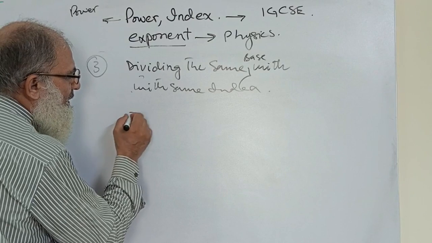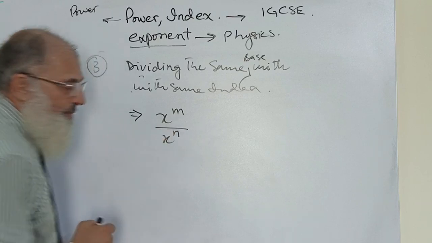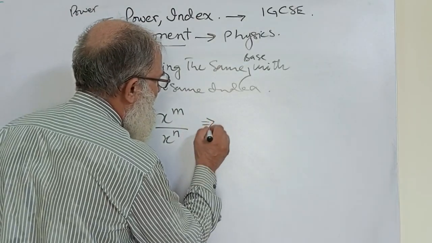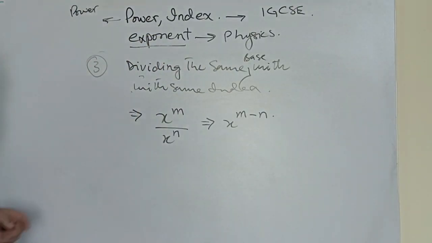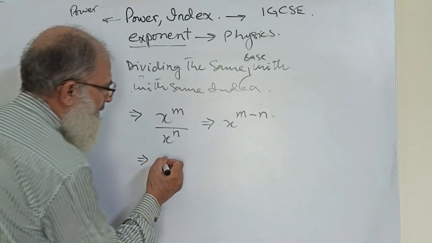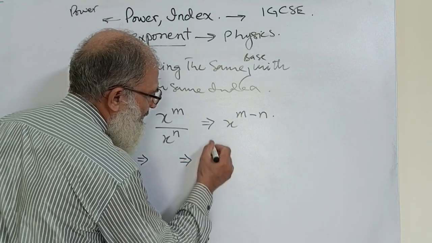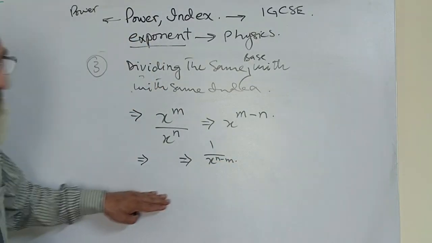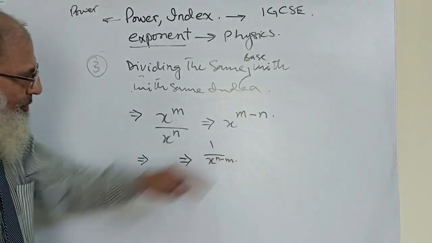Now if it is written like this, x^m divided by x^n, this is the general term for the previous one as well. It will be written as x^(m-n), and we have also done it like this. It can also be written as 1 divided by x^(n-m), as per requirement, but just focus on this.